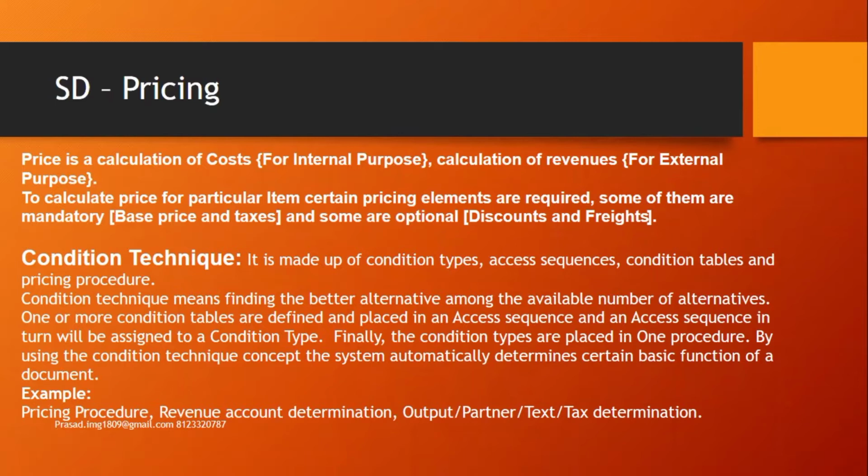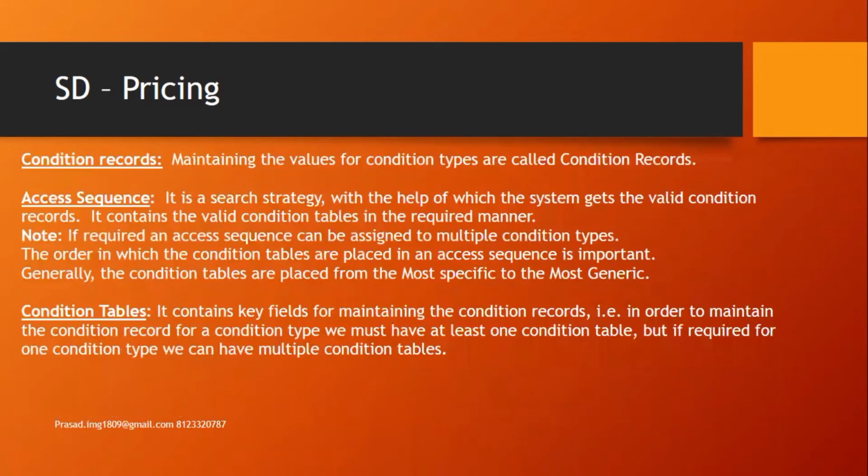So again, here I repeat, the condition technique is nothing but finding the better alternative among the available number of alternatives. It is a combination of condition types, access sequences, condition tables, and pricing procedure. Please remember this one. This condition technique is always a combination of condition types, access sequences, condition tables, and pricing procedure. So what are the other parameters involved in the pricing condition technique we are going to see now? Yes, condition records.